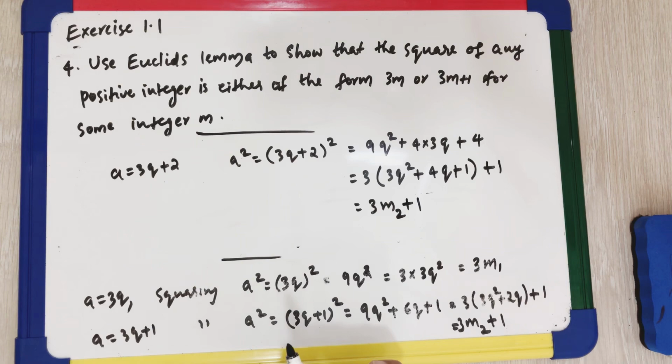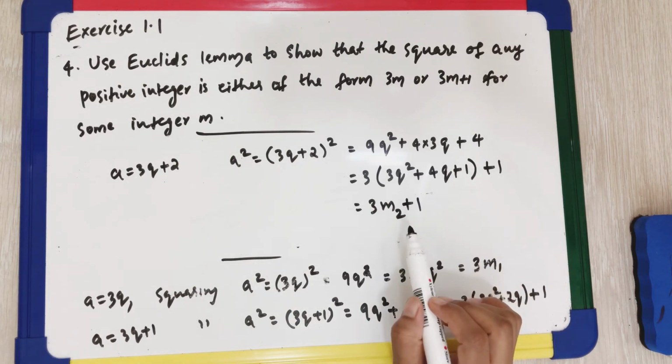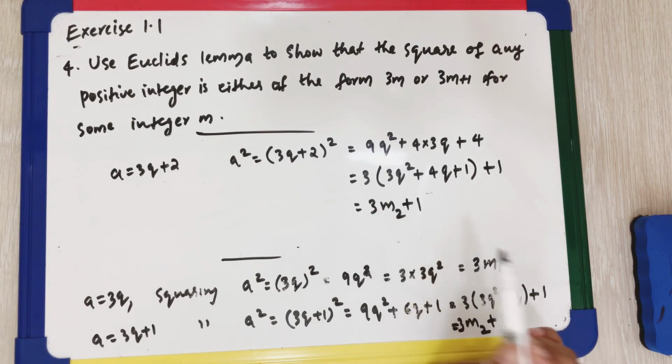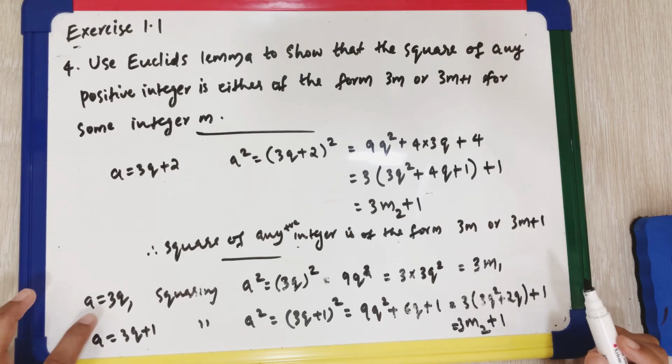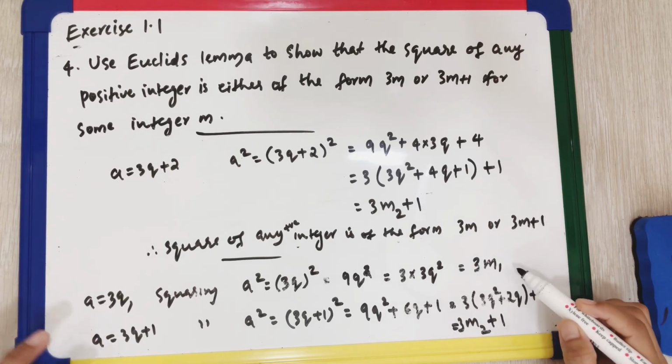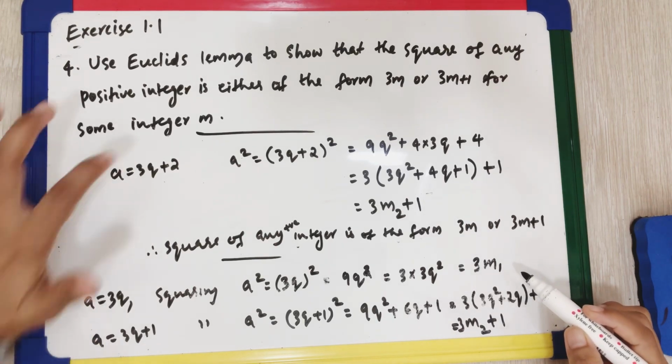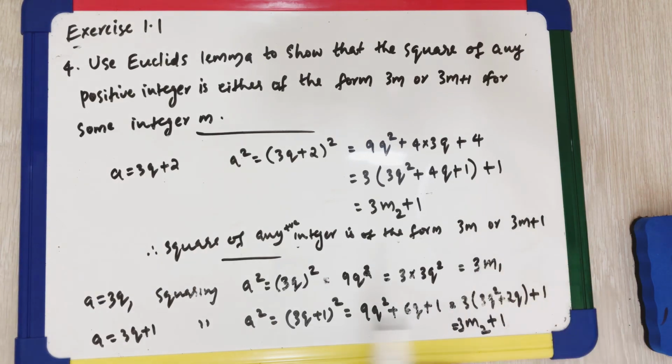Therefore, square of any positive integer is of the form 3m or 3m plus 1. When r equal to 0, we get 3m form. When r equal to 1 and 2, we get 3m plus 1 form. Therefore, square of any positive integer is of the form 3m or 3m plus 1.